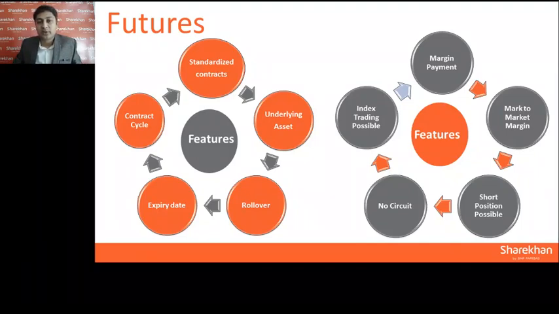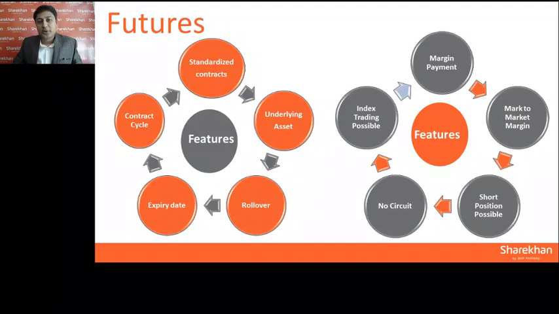If the stock is not in FNO, you will have a circuit limit of 5, 10 or 20%. But when the stock is in futures and options, you don't have a circuit limit. You can just keep on participating along with the stock during the day by 20, 25% and 30% also.